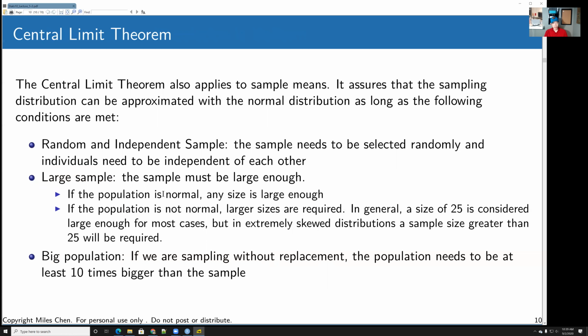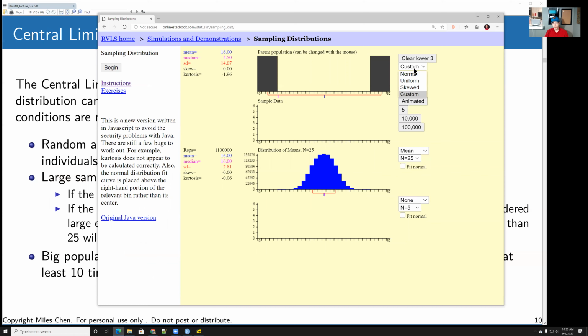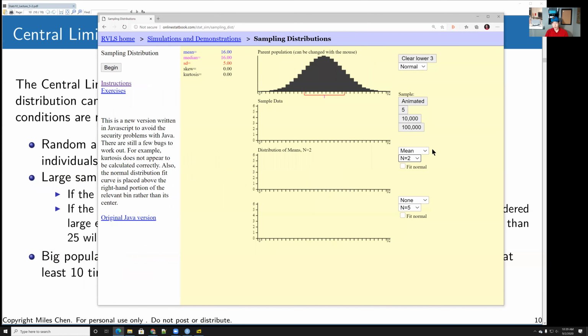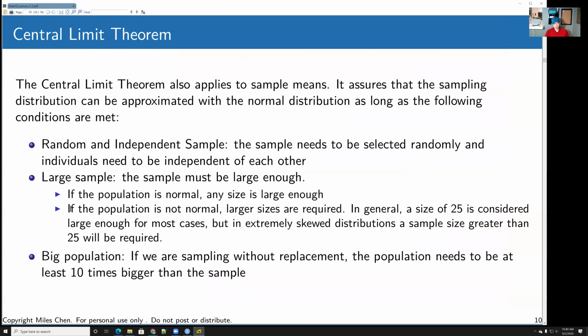If the population is normal, then any size sample is large enough. And we saw this when we did the sampling distributions. If the parent population is normal, I can take samples of size 2, and the resulting sampling distribution ends up being normal. So even though my sample is tiny, with samples of size 2 or samples of size 5, this distribution ends up being normal. But if the population is not normal, then larger sized samples are required. So the rule of thumb in general is that a sample size of 25 is going to be considered large enough for most cases.